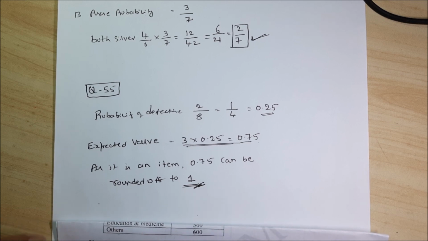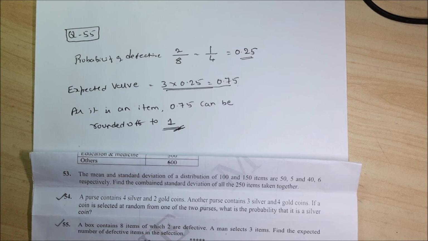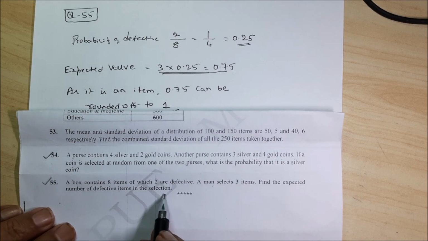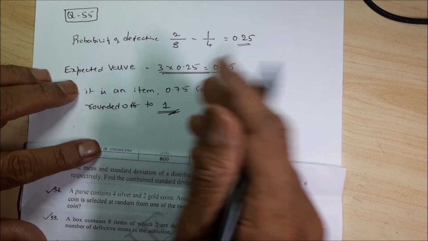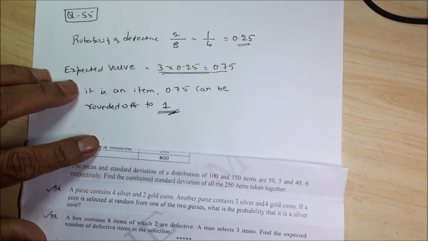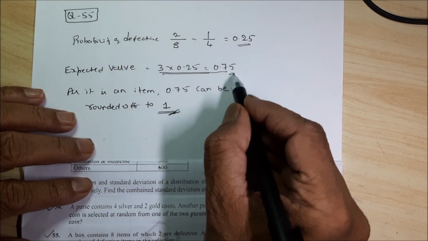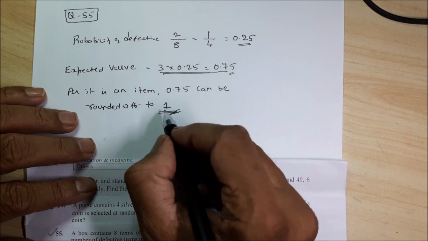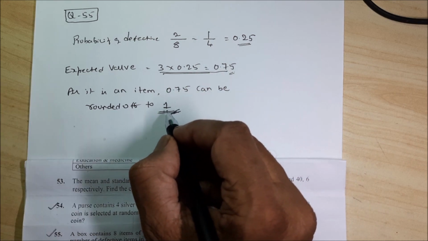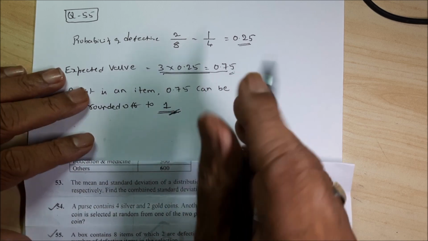That means the expected number of defective items in the selection is 1. What is this 3? He selects 3. Out of that 3, how much is defective? The answer is 0.75, but I can't say 0.75, so it is rounded up to 1. That means out of 3 items, 1 is defective and 2 are good. That is the probability.